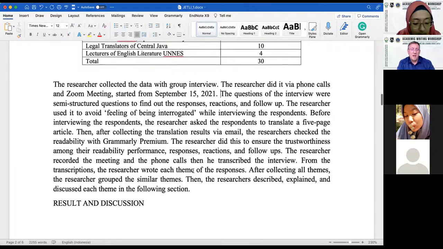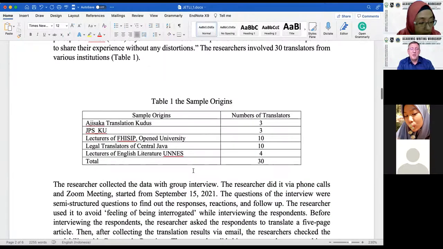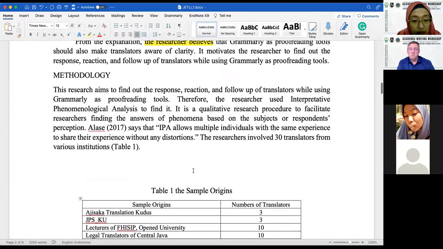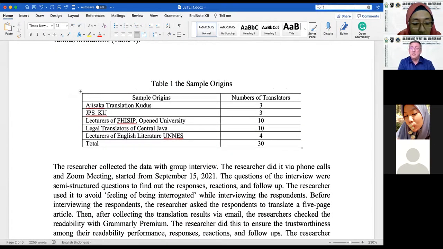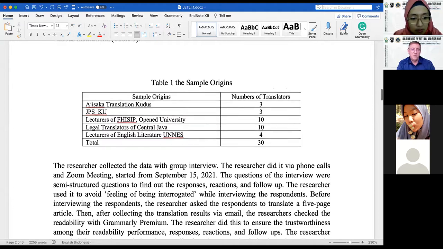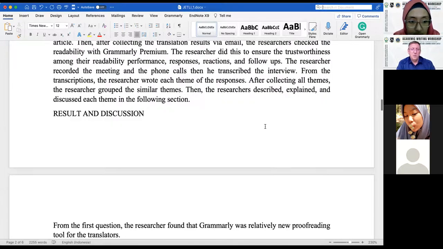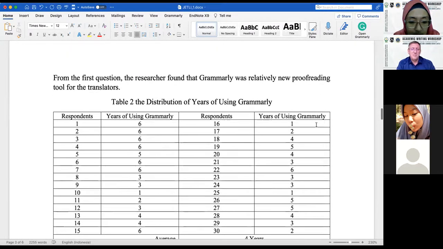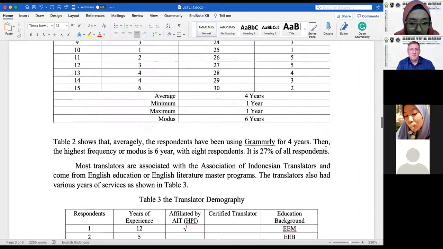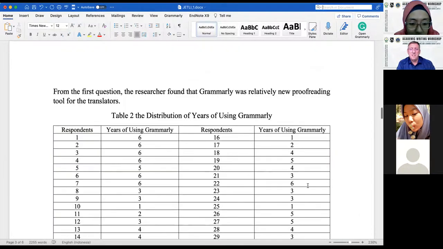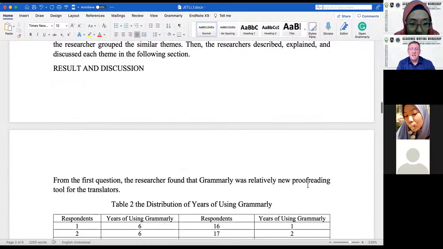In the methodology section, there should be a mention about ethics approval. I don't see any mention of ethics approval in this paper. The results and discussion, I'm not sure. Again, I'm not sure what they did. I'm not sure how they got to this point.